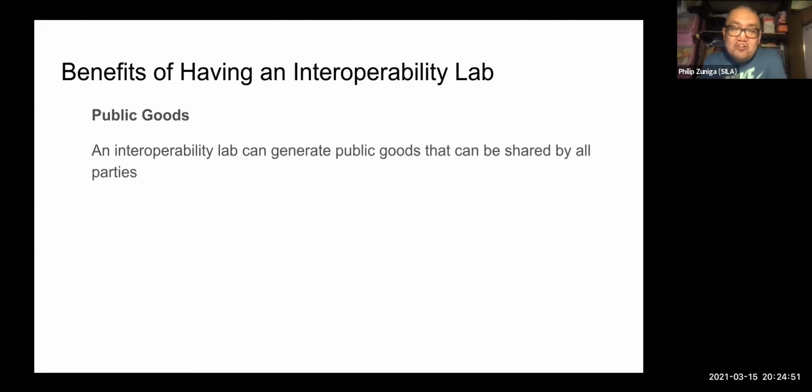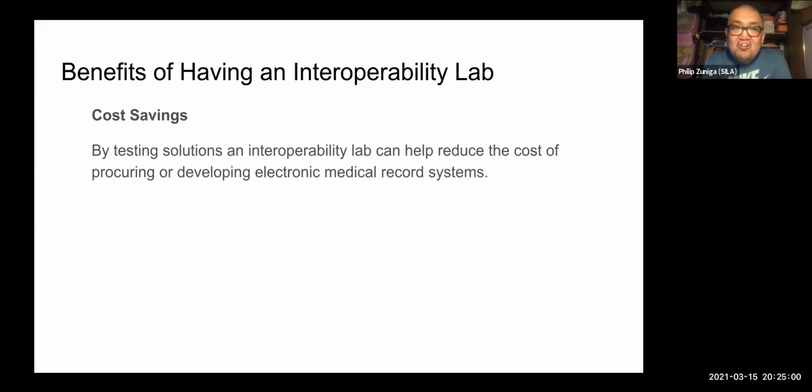Public goods. Another benefit of an interoperability lab is that it can generate public goods that can be shared by all parties. And finally, it can also generate cost savings. By testing solutions, an interoperability lab can help reduce the cost of procuring or developing electronic medical record systems.